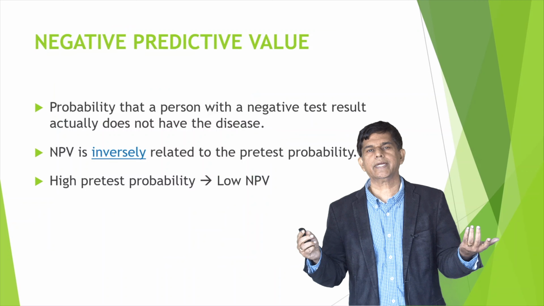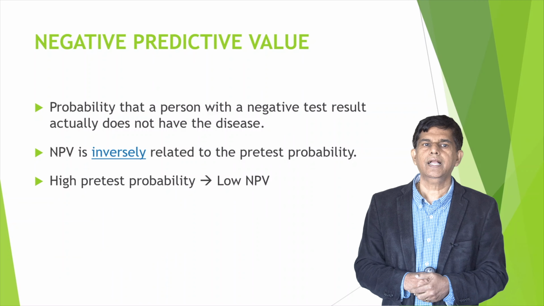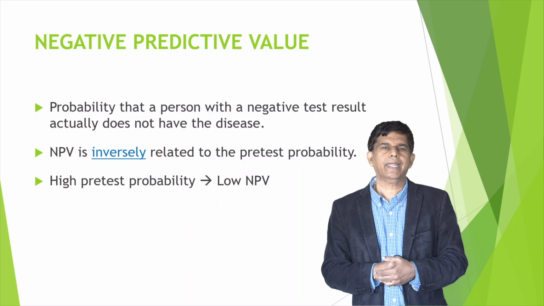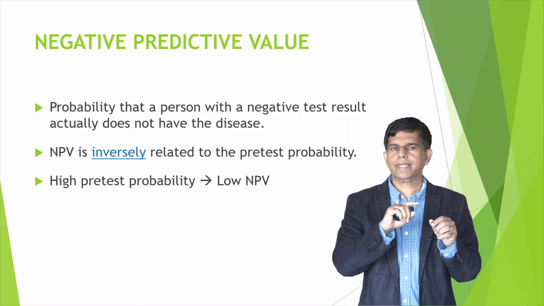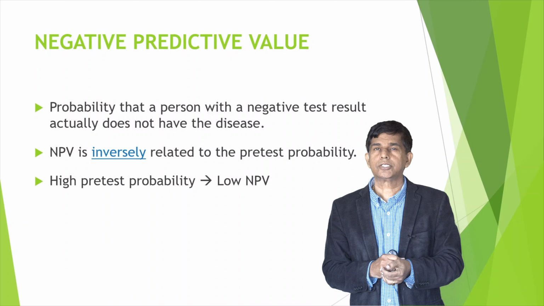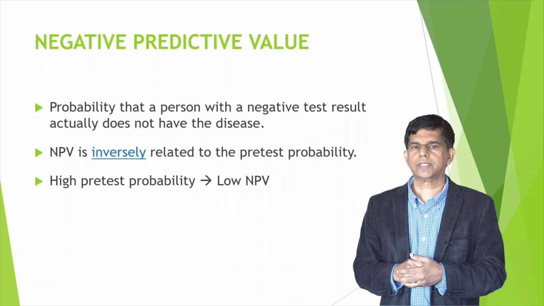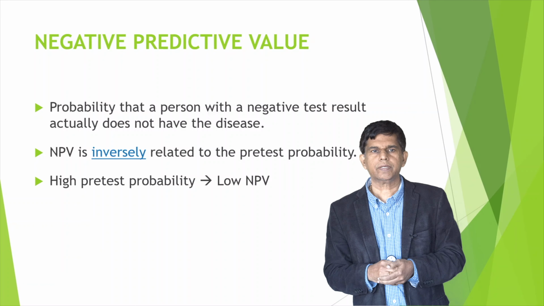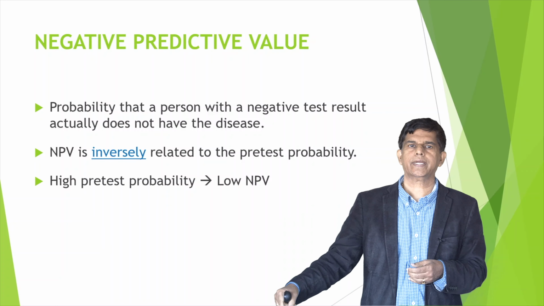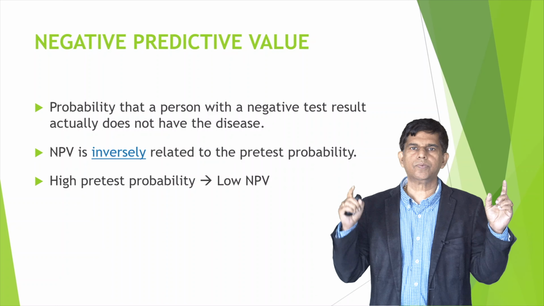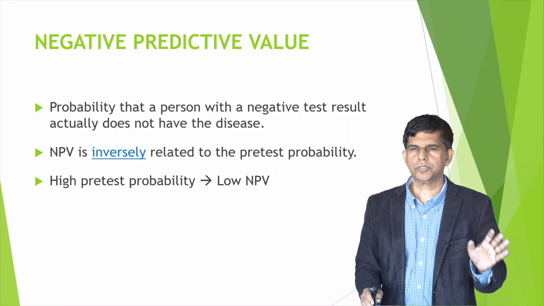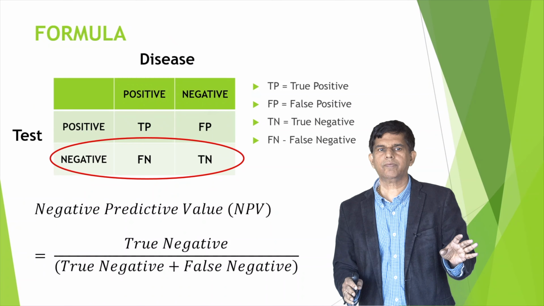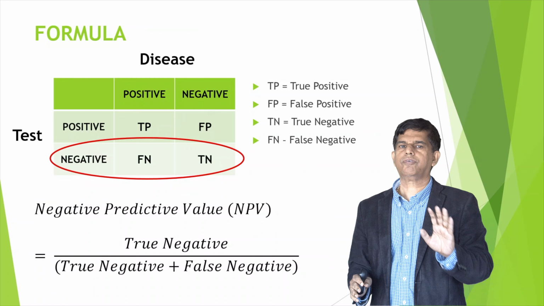Now, let's look at what negative predictive value is. What is the definition? The probability that a person with a negative test result actually does not have the disease, underline, does not have the disease, okay? Negative predictive value inversely relates to the pretest probability. So if there is a high pretest probability, there is a low negative predictive value. Remember that inverse relationship, okay? So what is the formula to calculate negative predictive value? You take the true negative divided by true negative plus false negative.